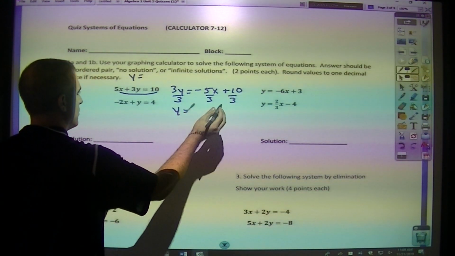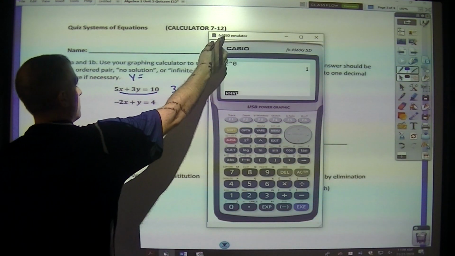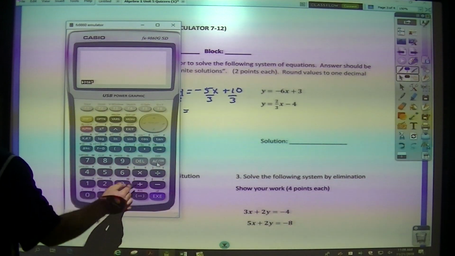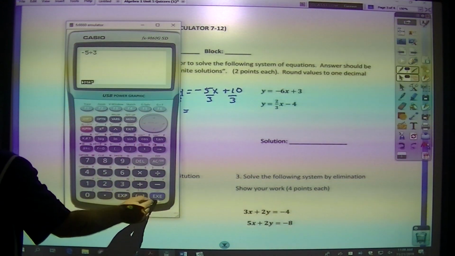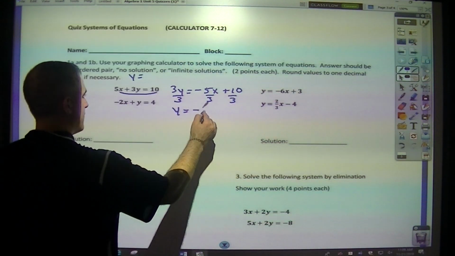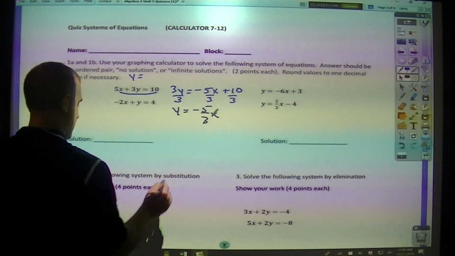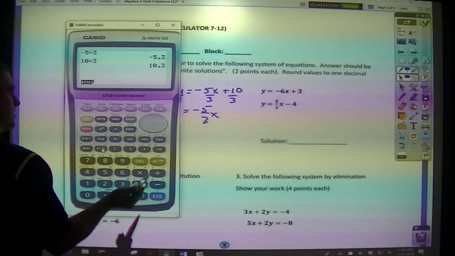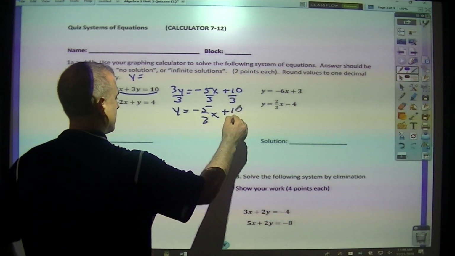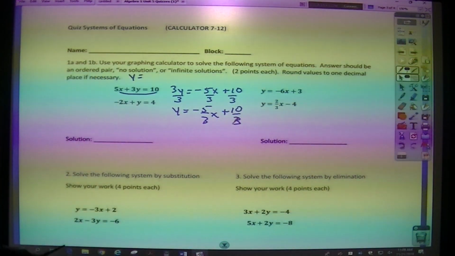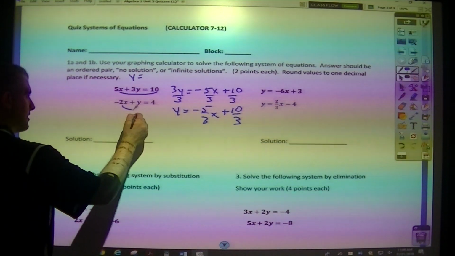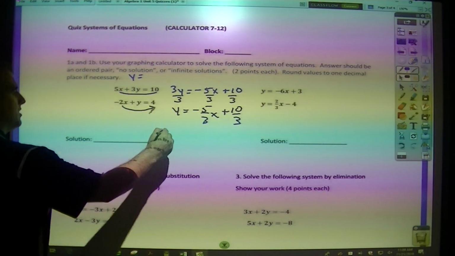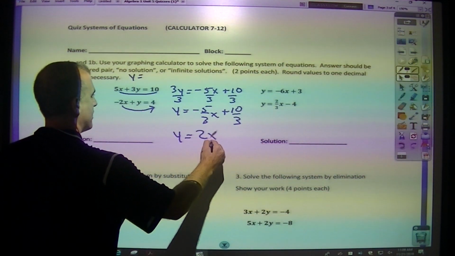So y equals, all right, negative 5 divided by 3, which is negative 5/3 x. 10 divided by 3 is 10/3. Okay, this one would move from this side over to this side, so that's just going to be y equals 2x plus 4.